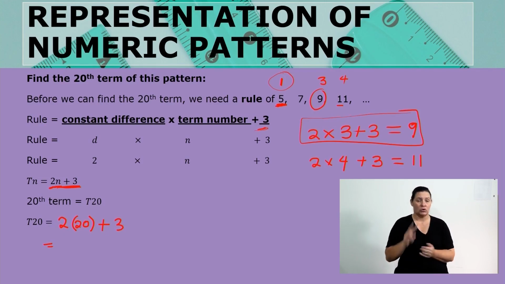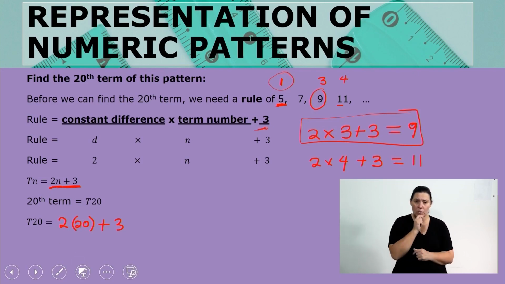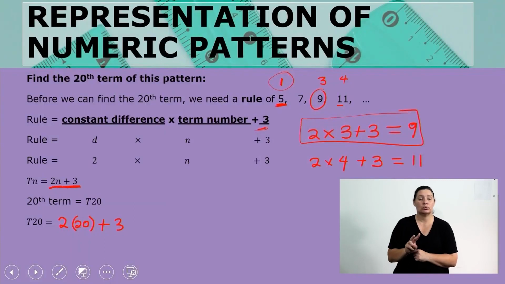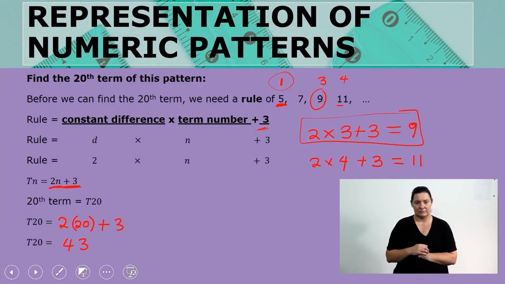So what is 2 times 20? You can now go ahead and actually punch that into your calculator or use a little bit of mental maths because you already know how to do calculations with integers and whole numbers. So what is 2 times 20? That is 40. And when we add 3, our answer there is 43. I really hope you got this one.